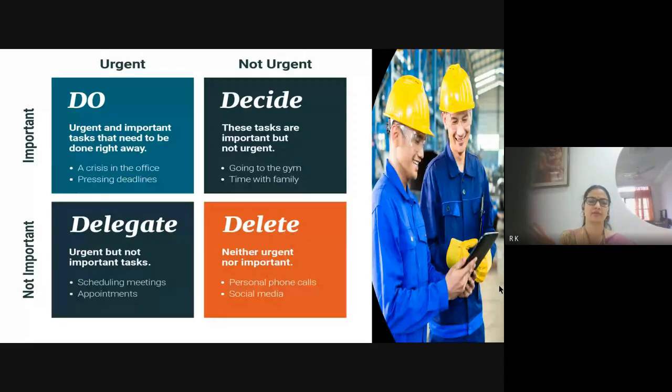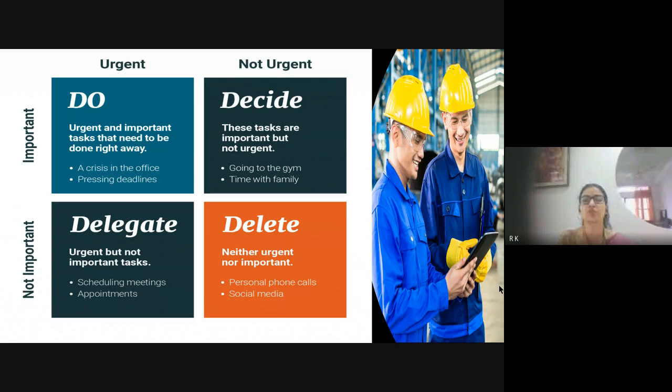A crisis in the office. Somebody called me. I was a resource person for a particular session, and I got a call telling me, ma'am, we are going to cancel because one of the students passed away in a major accident. It's an emergency, so do it right away. So he has to go. He needs to find out. He needs to help the student's family, go talk to them, right? So that's important and urgent.